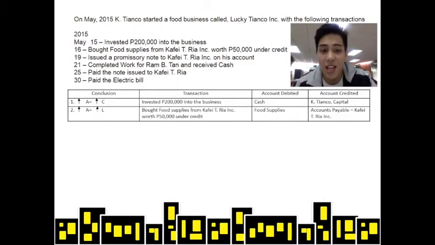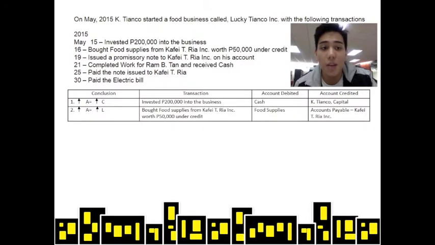For your second transaction, it's bought food supplies from Cafeteria Inc. worth 50,000 under credit. So since credit, it makes it a liability, it's an increase in liability. And since you're gaining food supplies, that's an increase in assets. So it's an increase in asset is equal to an increase in liability.